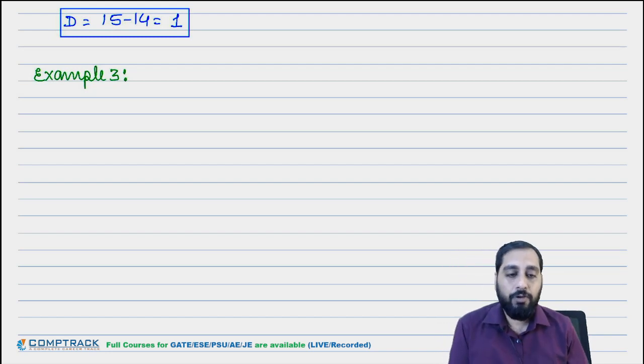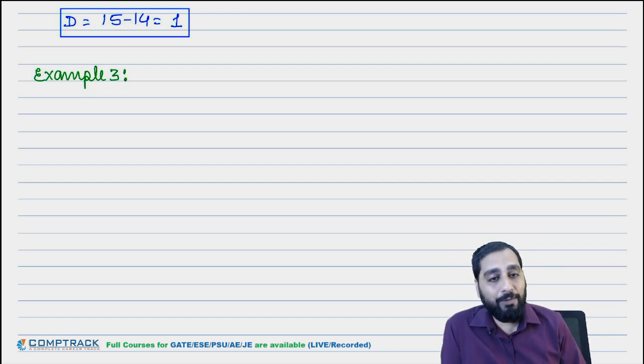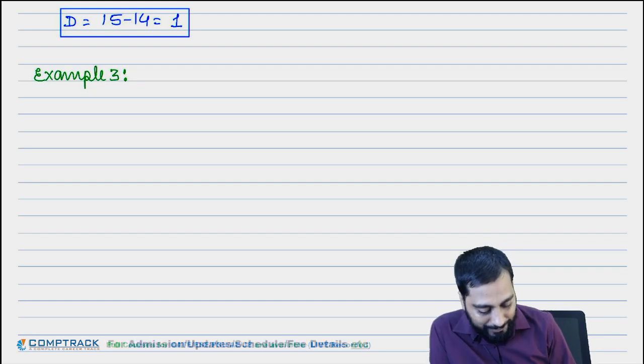Third example, for the cam pair. For the cam pair, look here. Let's say this is a 4-bar mechanism.